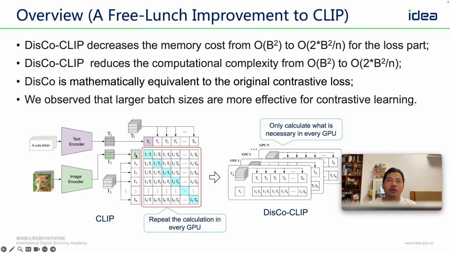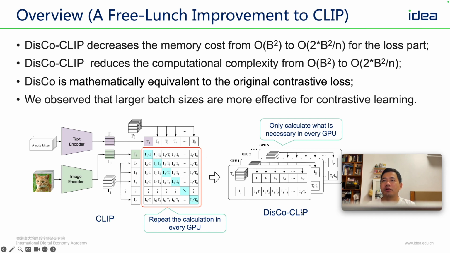To compute the gradients in contrastive learning, we need to compute the full similarity matrix. Actually, this similarity matrix is very, very large, and for each GPU, you need to do the same thing to compute the similarity matrix between IA and TA. So it will cost a lot of memory in each GPU, and it will also waste a lot of computation.